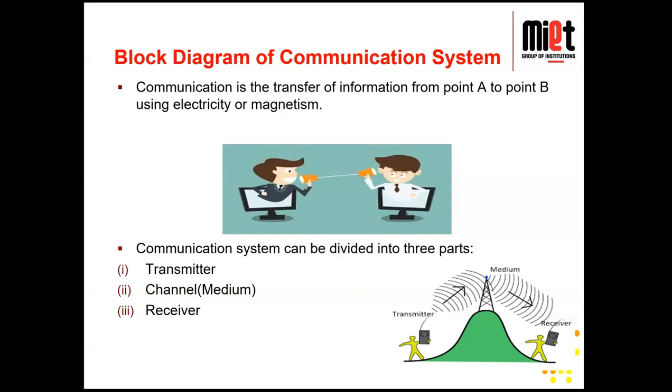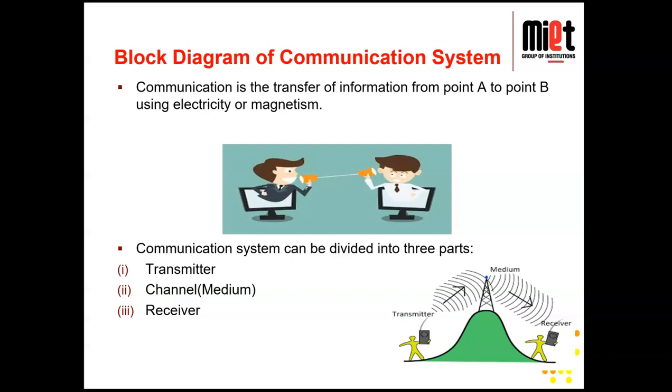Okay, so here we can see the basic definition. Communication is the transfer of information from point A to point B, usually by electricity or magnetism. If you want to send any information through a wire, then you need electricity, in the form of current or voltage.